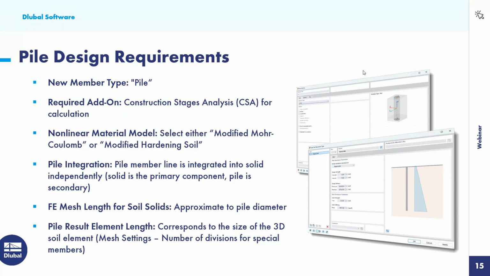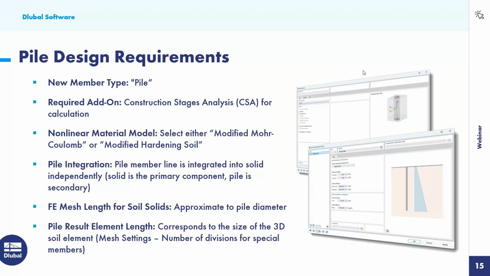We also have only a couple material models that we can use here in that selected list of 4 that we have available. This would either need to be the modified Moore-Coulomb, which we'll use in our example today, or the modified hardening soil. The other 2 material types cannot be used with pile design.